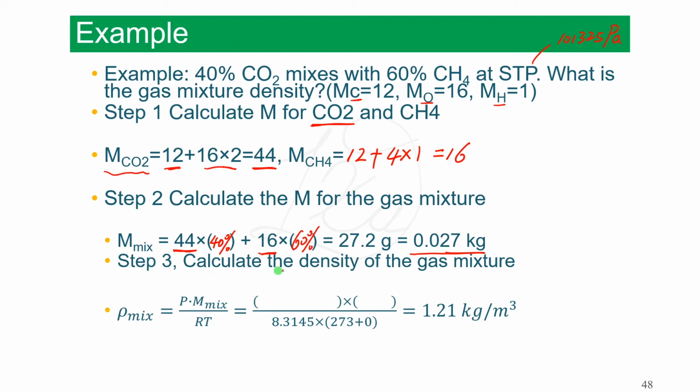Lastly, we need to calculate the density of the gas mixture. The equation is density equals PM divided by RT. Pressure is 101,325, and the molecular weight of the mixture is 0.027, divided by R times T. Standard temperature is 0, and we convert it to Kelvin. The result is 1.21 kilogram per cubic meter.